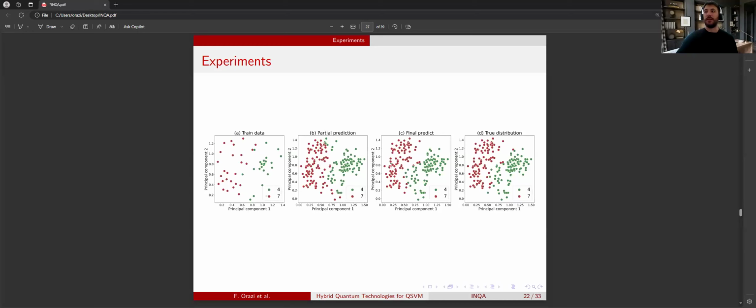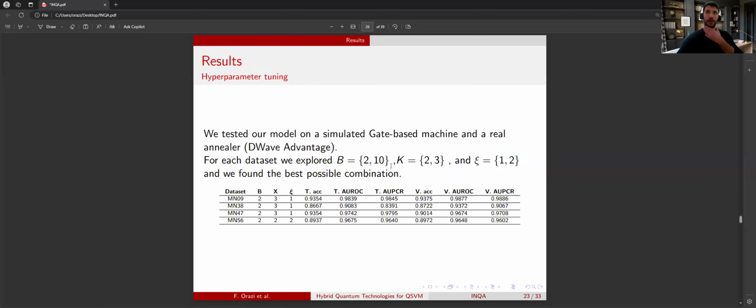Here is a visualization of the experiment. We see the training data for one of the classifiers, the prediction on the whole dataset for the classifier, and the prediction of the average of all weak classifiers. And we see that the last one is very close to the true distribution of the dataset. I'll go pretty fast here because I'm running out of time, but let's just say that we explored some values for the hyperparameters, 2 values for each hyperparameter, and took the best combination.